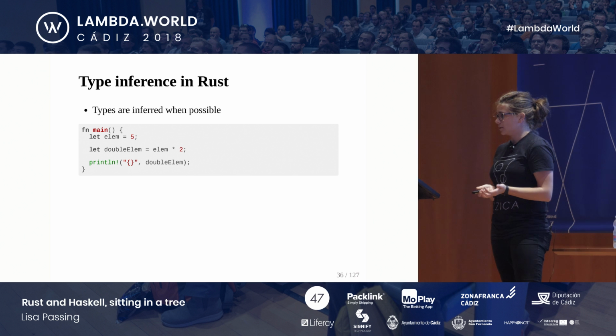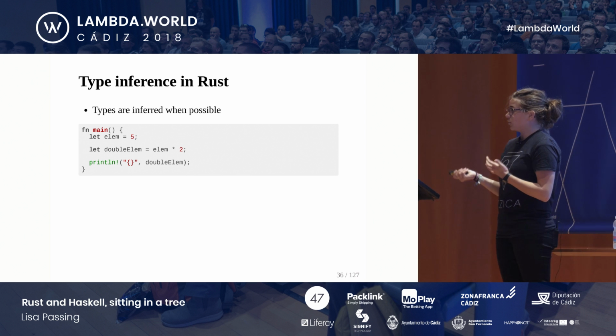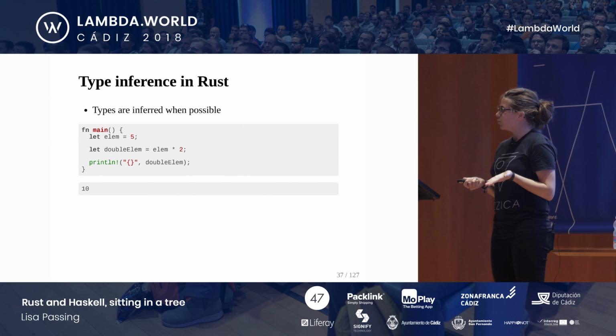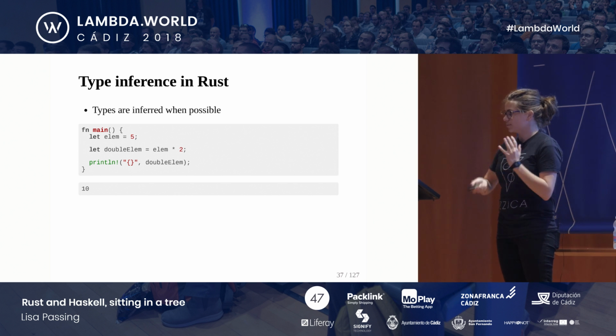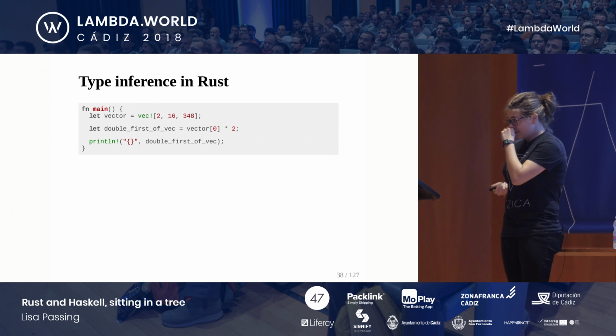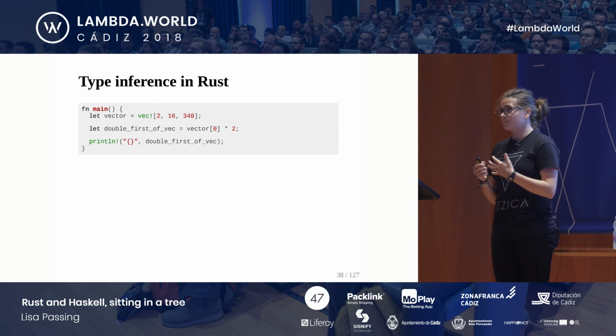Okay, so we have a main function. We could assign a variable that we call elem and assign it 5. And then we could say, okay, double elem is elem times 2. And then we print this and we get 10. No types were annotated, and Rust is like, yeah, something with numbers, multiplication works.